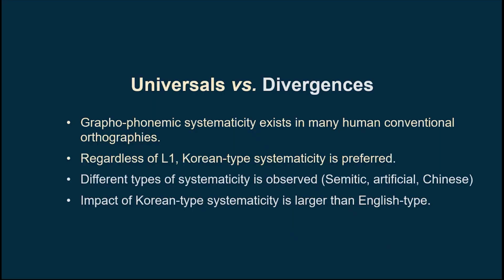So two universal features of grapho-phonemic systematicity, as well as two divergent features, were found. I would say, first of all, the universal feature is that grapho-phonemic systematicity exists in human conventional writing systems. Second universal feature: people, regardless of their mother tongue, tend to prefer the Korean type of systematicity. These are universal observations. However, there are some divergent factors. A different type of systematicity was observed in Semitic orthography and in artificial orthographies, like Korean or Chinese. And the impact of the Korean type of systematicity was larger than in other languages.